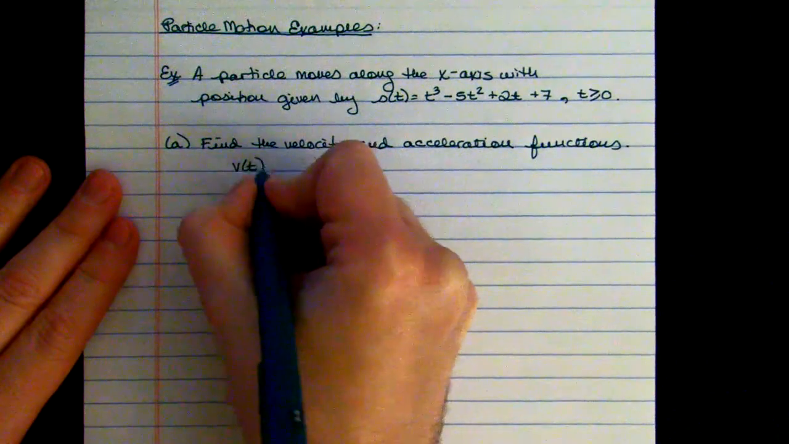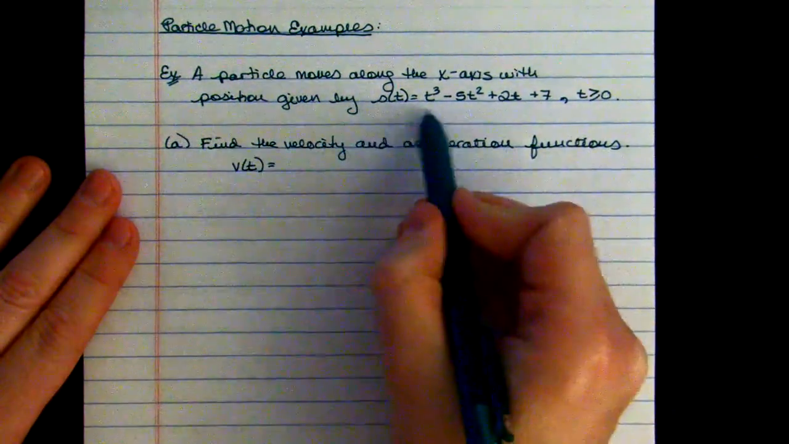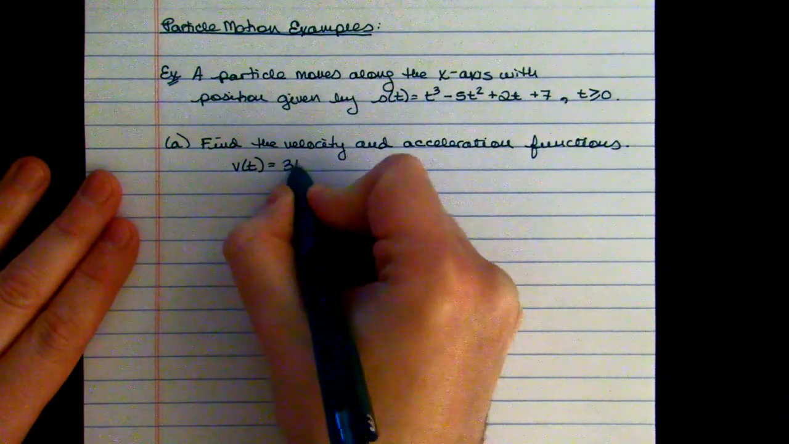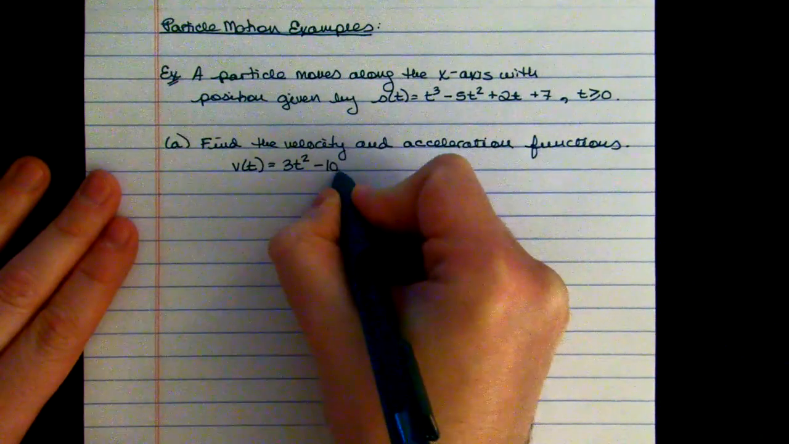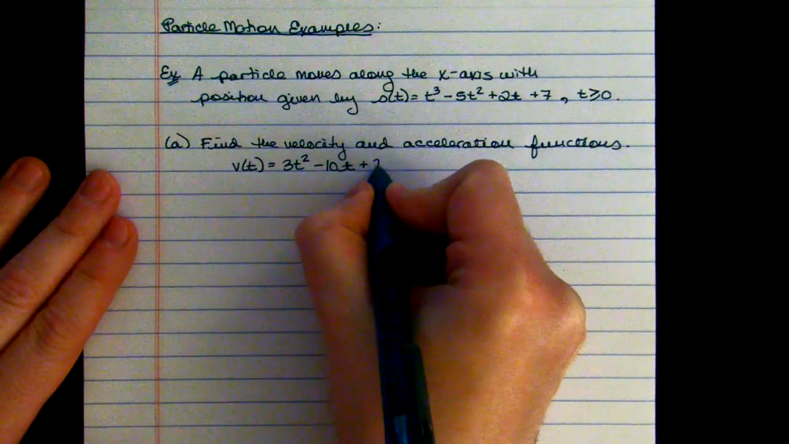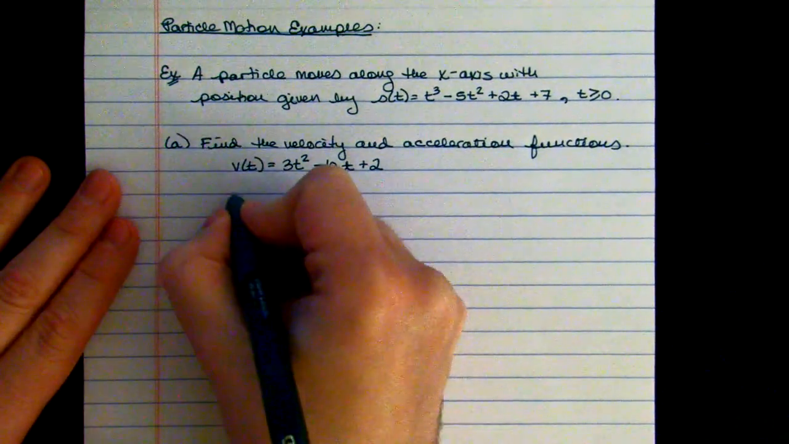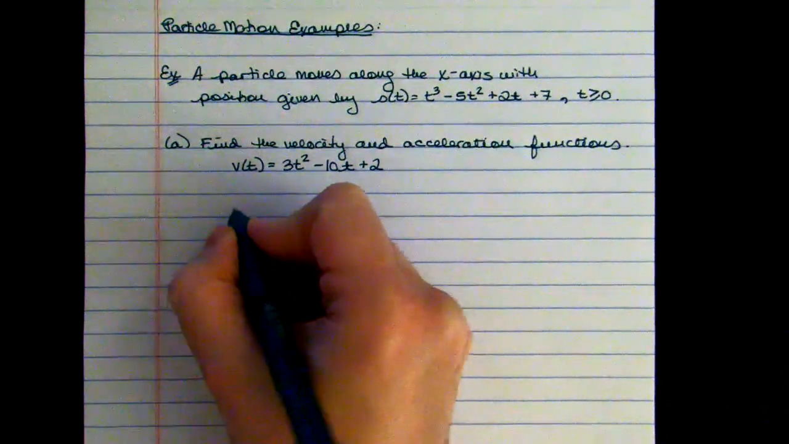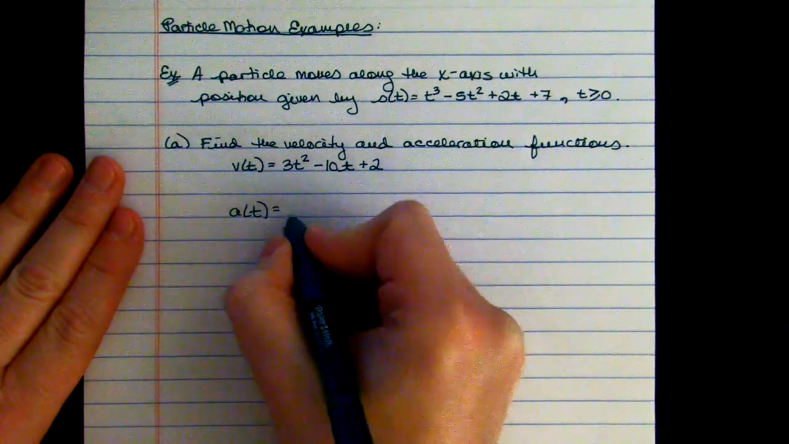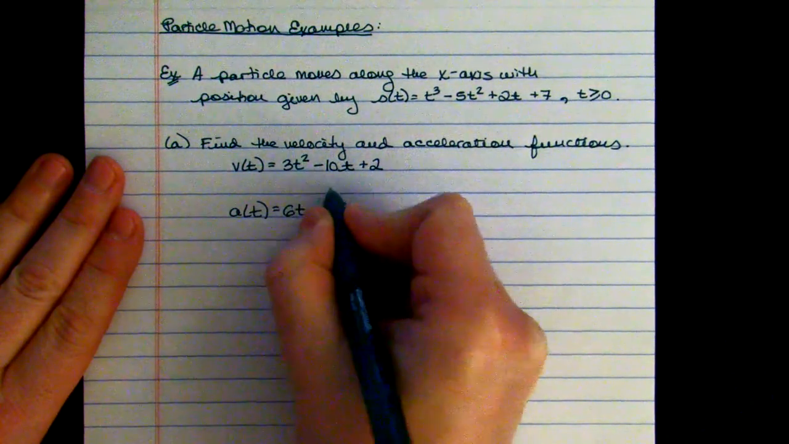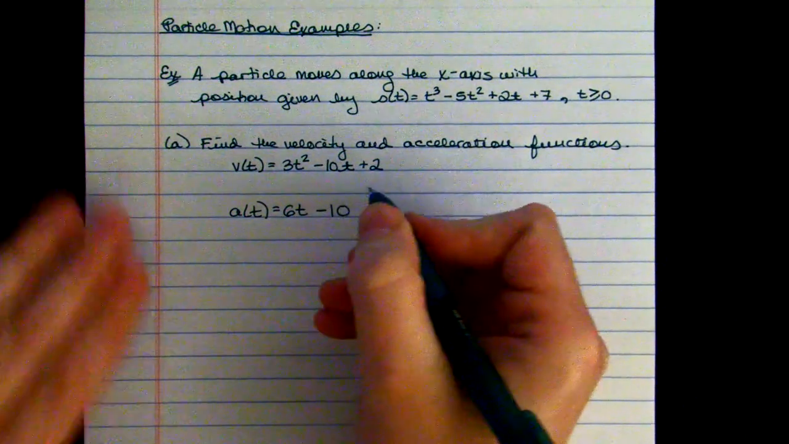We should get a velocity equal to, let's see, derivative of t cubed is 3t squared. Derivative of minus 5t squared is minus 10t. Derivative of 2t is 2. The acceleration, let's see, derivative of 3t squared is 6t. Derivative of minus 10t is minus 10, and we've got our acceleration.